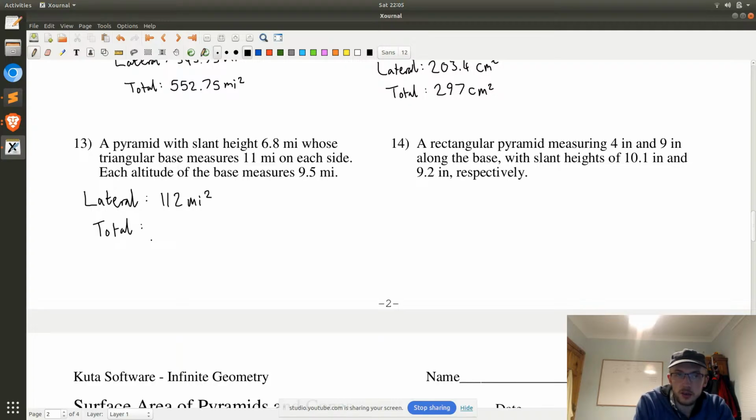And then for the total, the altitude of the base is 9.5. Okay, so 9.5 multiplied by 11 and then divided by 2. So 104.5, so 52.25. Then add that on, so 164.25.